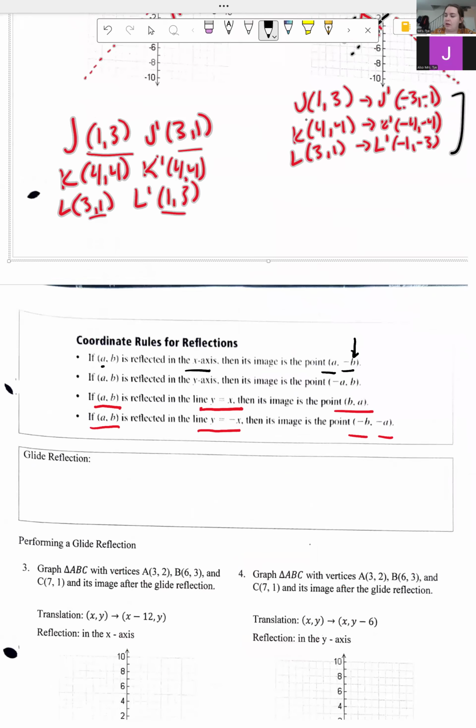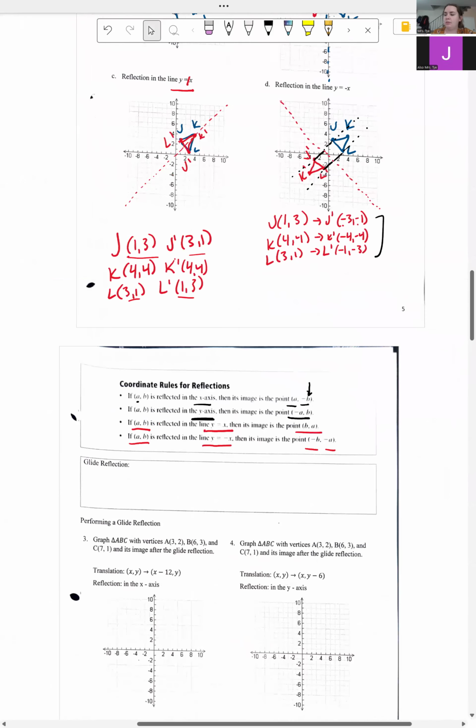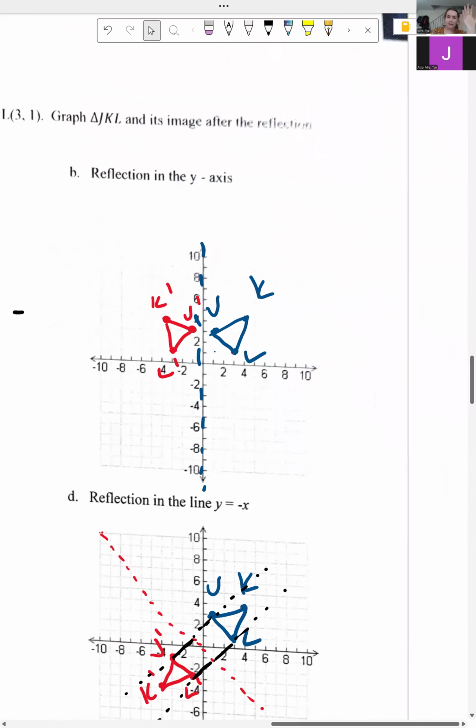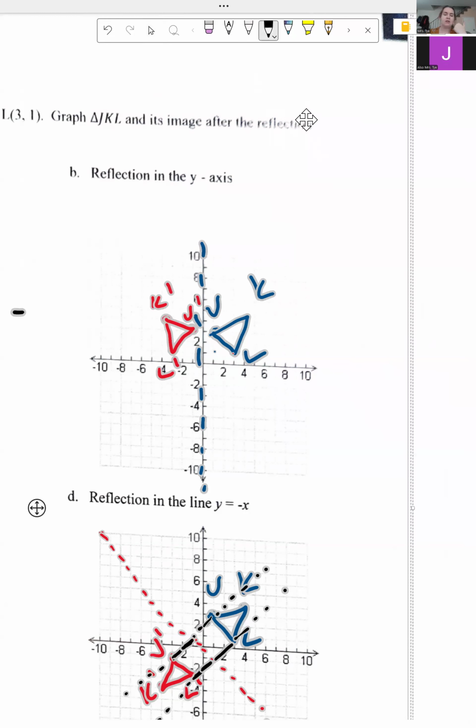For this one, if we're reflecting over the y-axis, then its new image is negative a comma b. And again, we saw that in problem B. So we flipped over the y-axis. That means all my positive x values became negative x values. We can see that with this red triangle over here. My y values didn't change because I didn't move up or down, but my x values did. So that's why if it's over the y-axis, those x values were the ones that became negative. Okay.